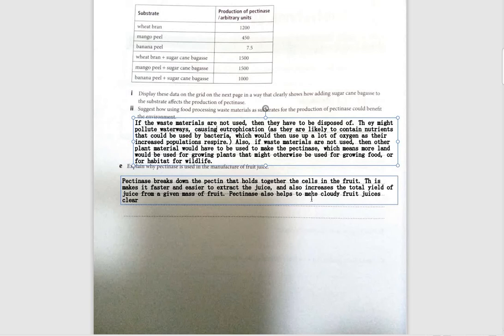And another point, it makes cloudy fruit juices clear. So if you see in supermarkets, if you buy these packet fruit juices, they're always clear. You will never find a very cloudy, thick feeling when you're consuming fruit juices that are purchased from the market. The reason behind that is because they use this enzyme called pectinase. So yeah, that's it. And moving on to the next part, this is the graph.